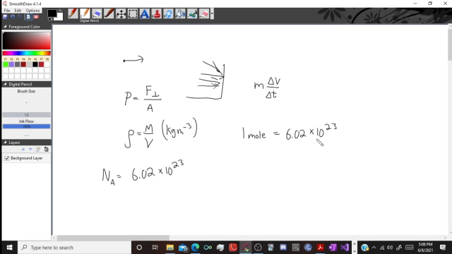So for instance, 1 mole of lead is 207 grams. And this simply means that 6.02 times 10 to the power 23 lead atoms has a mass of 207 grams. And that's Avogadro's number.